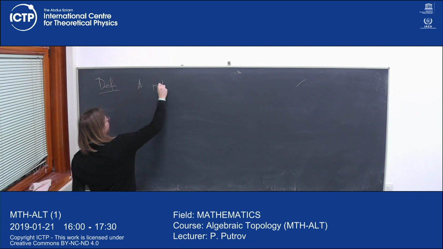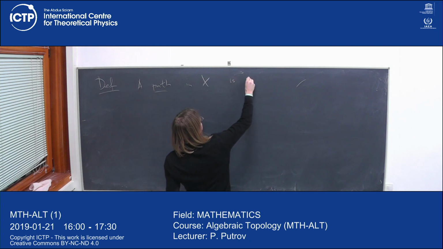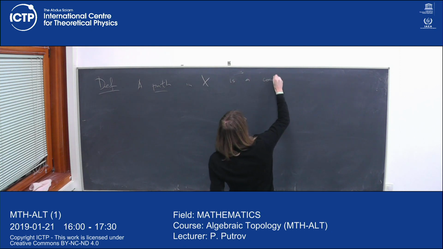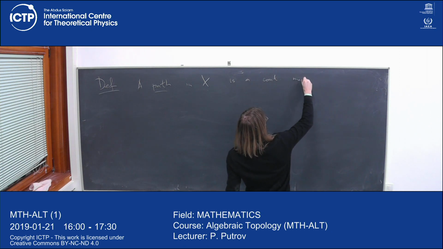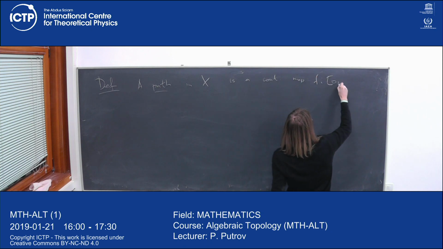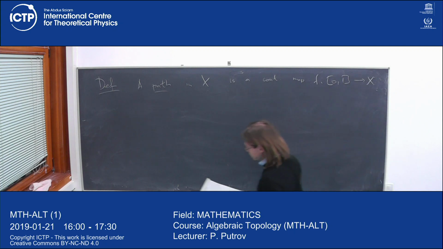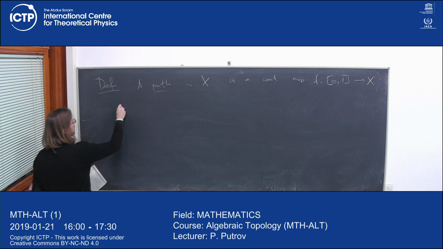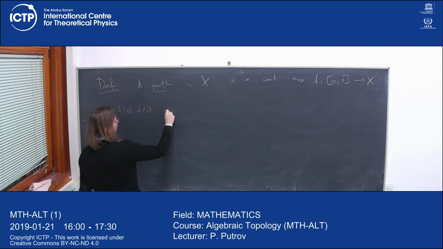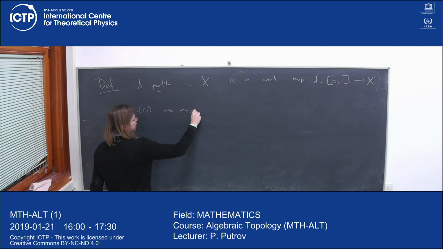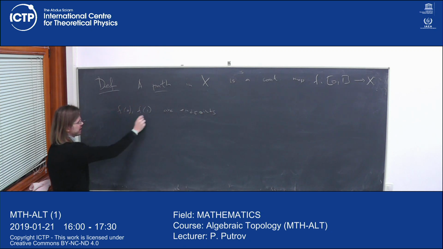Another definition is the following: a path in X is a continuous map from 0 to 1 into X. And the points F0 and F1 are called endpoints. So this is the start and this is the end.